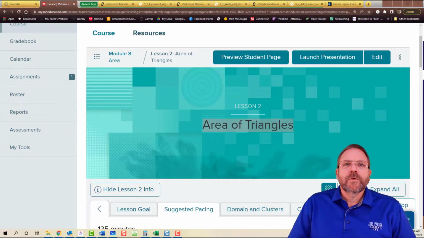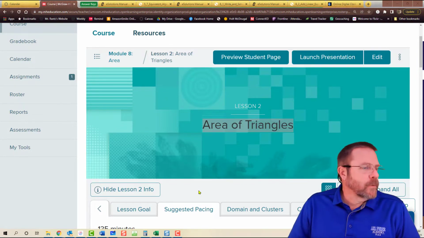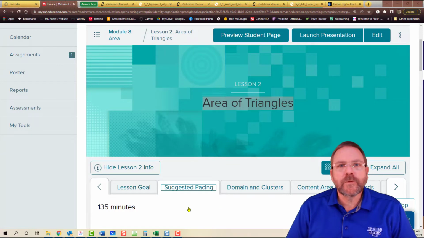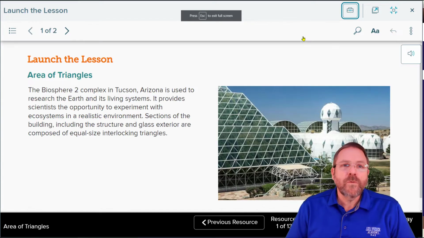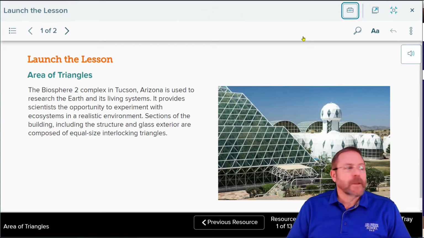Module 8, Lesson 2 covers the area of a triangle. The pacing guide claims this is going to be a 2-day to 3-day long lesson, but I just don't see it taking that long because there's only 13 resources total in it.